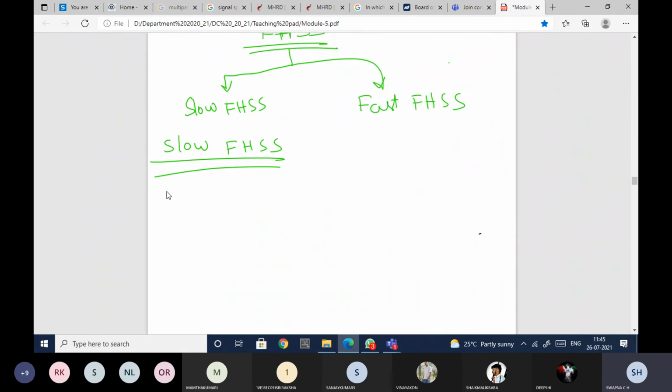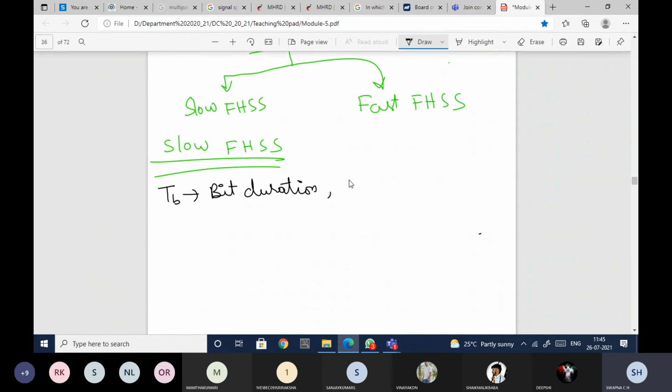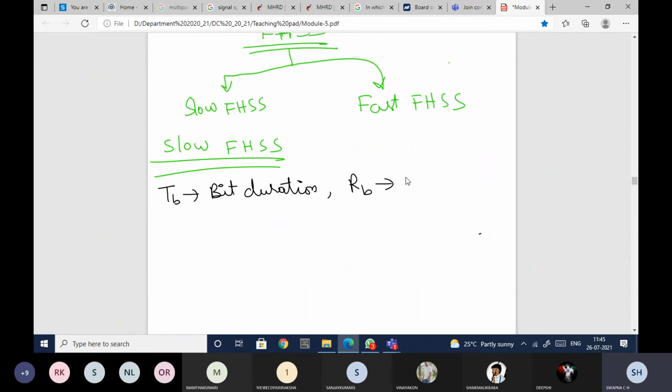Before going to the explanation of slow FHSS, let me introduce some different notations. First I will take TB. TB is nothing but the bit duration. If I know TB, I'll be able to find RB. RB is nothing but the bit rate, which is 1 by TB. Next, TS, the symbol duration.